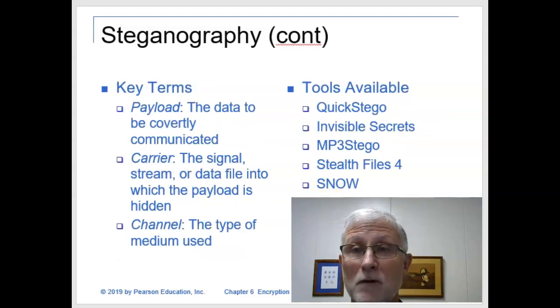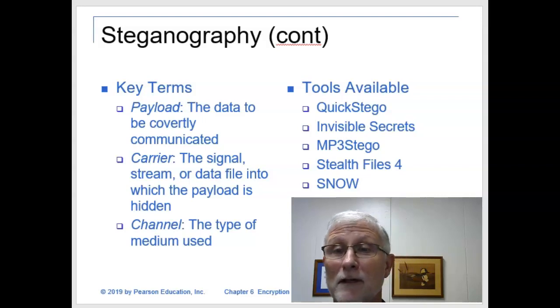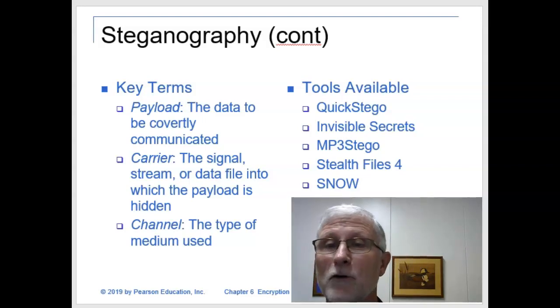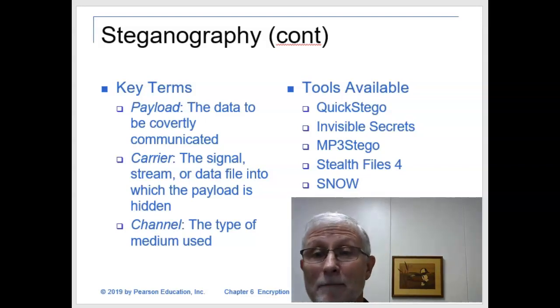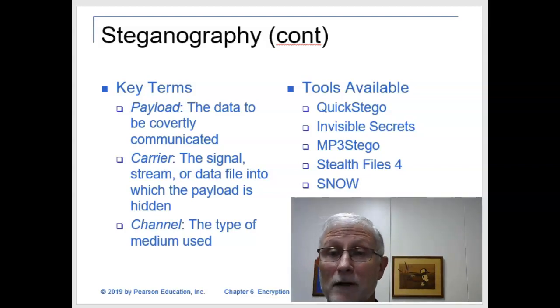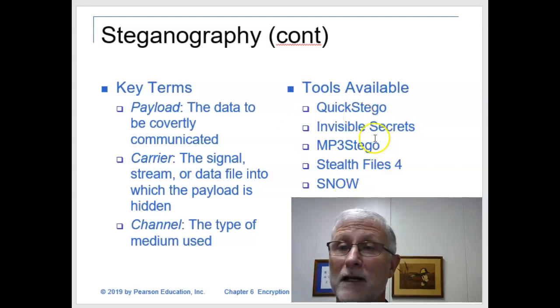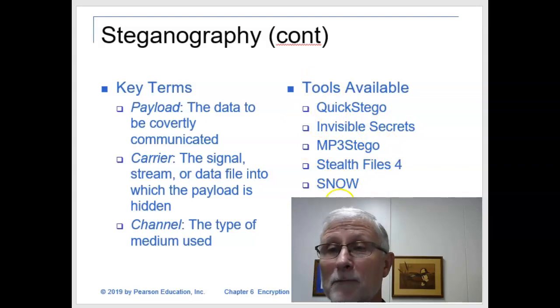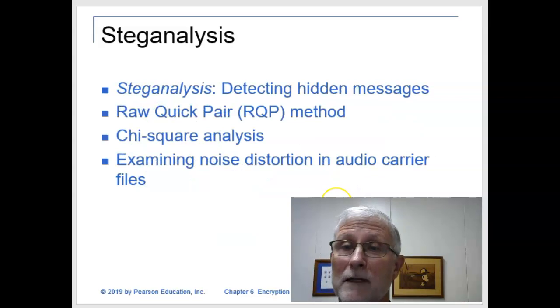Some of the key terms you want to keep in mind: the payload is the data that you're trying to covertly communicate. The carrier is a signal stream or data file in which the payload is hidden. The channel is what type of medium. And there are several tools out there that you can use to do that. You can go look up one of those and play some games with it.